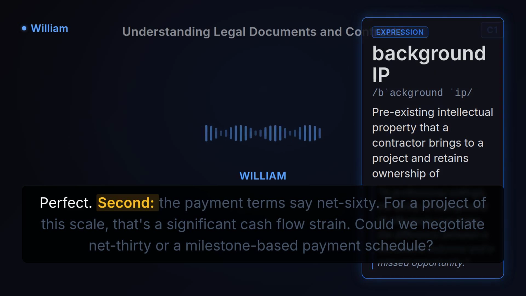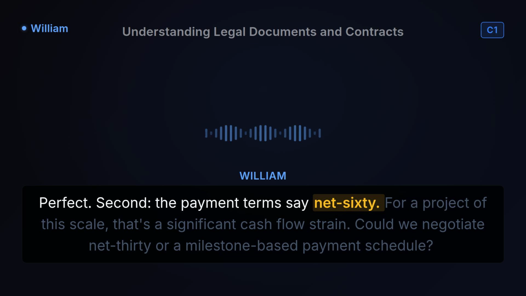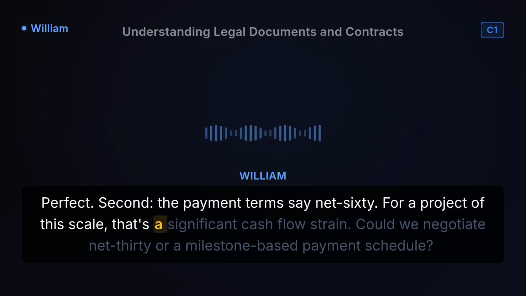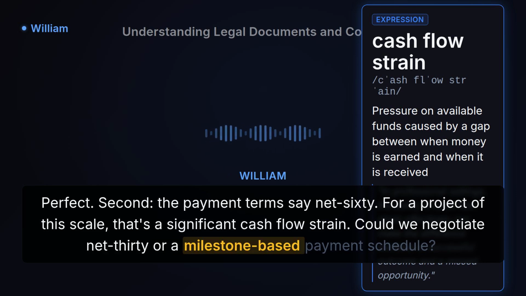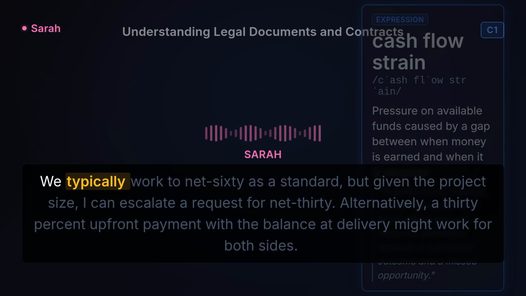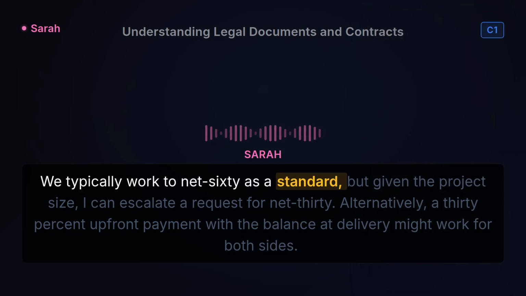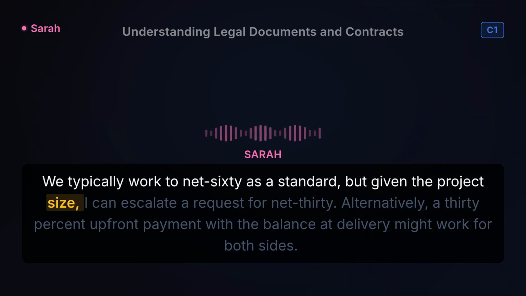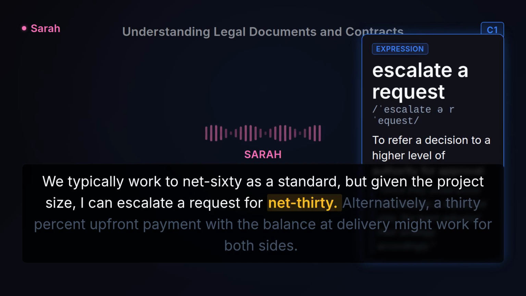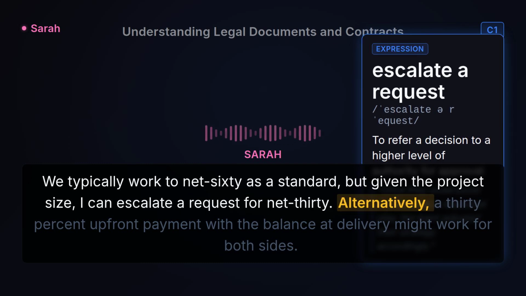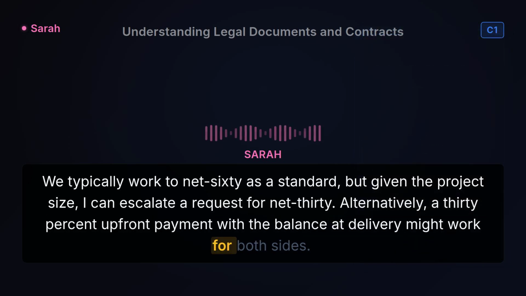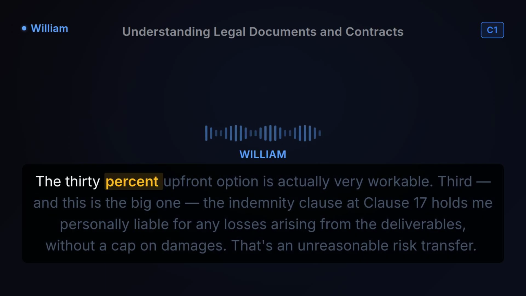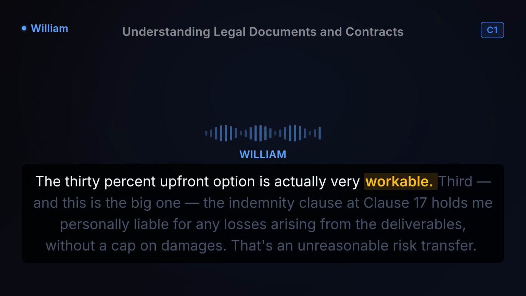Second, the payment terms say net 60. For a project of this scale, that's a significant cash flow strain. Could we negotiate net 30 or a milestone-based payment schedule? We typically work to net 60 as a standard, but given the project size, I can escalate a request for net 30. Alternatively, a 30% upfront payment with the balance at delivery might work for both sides. The 30% upfront option is actually very workable.